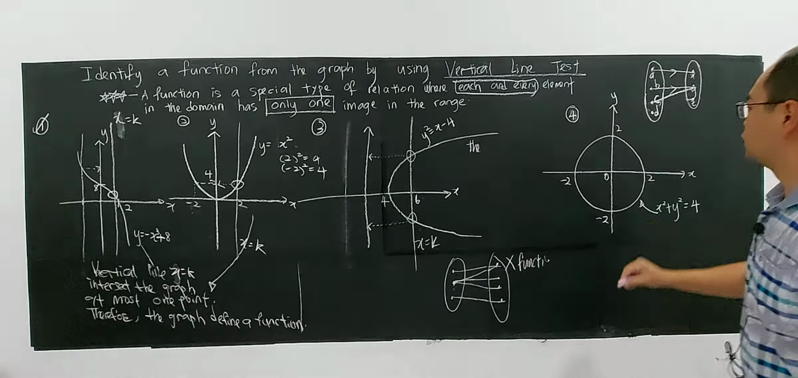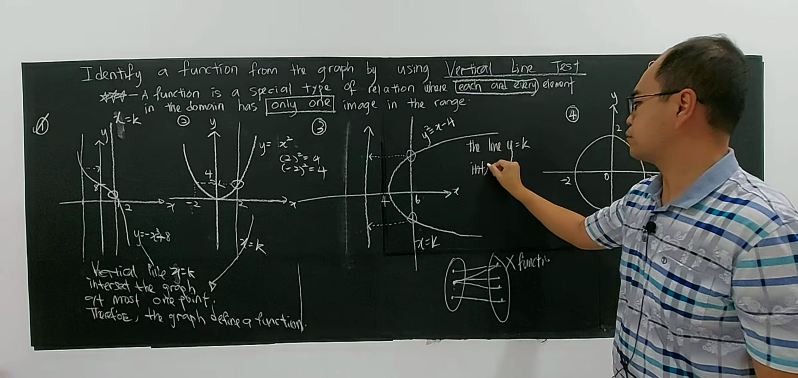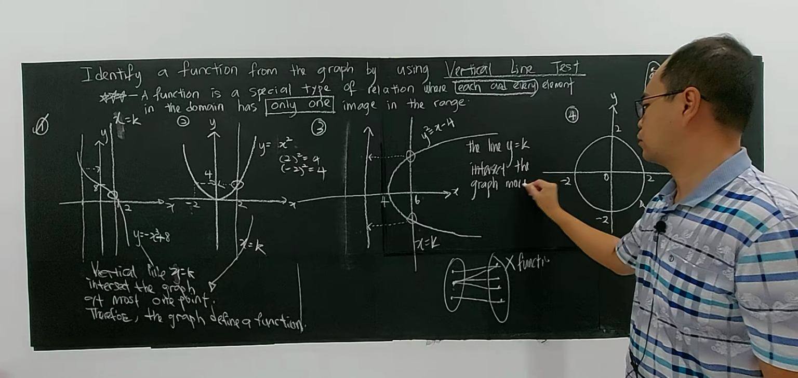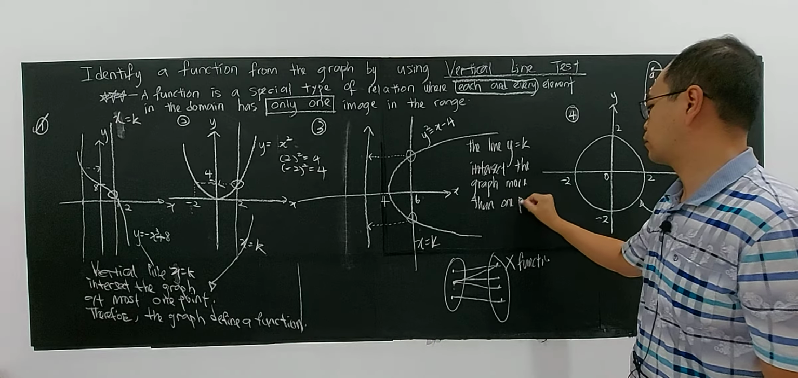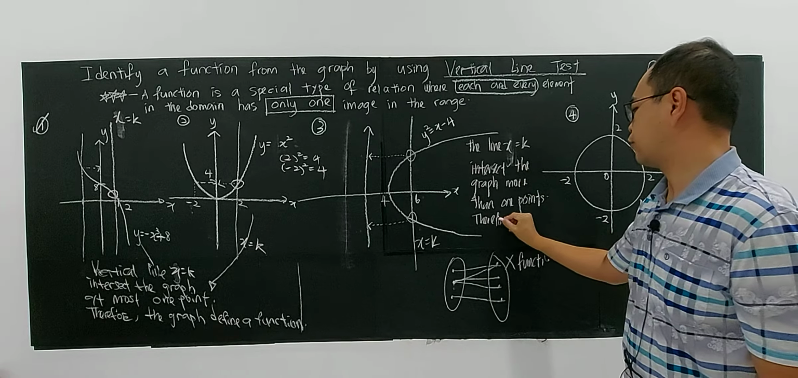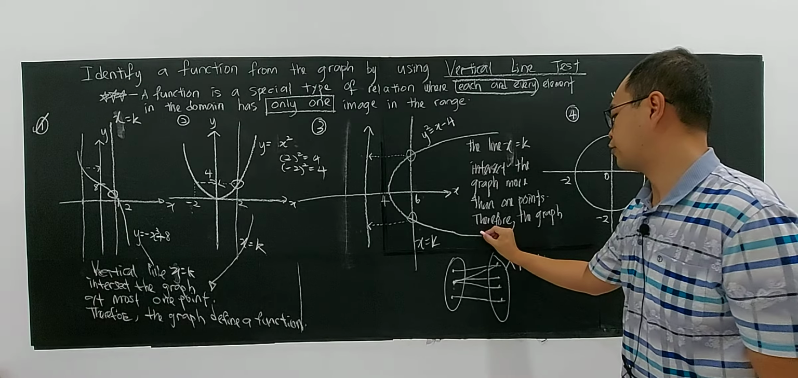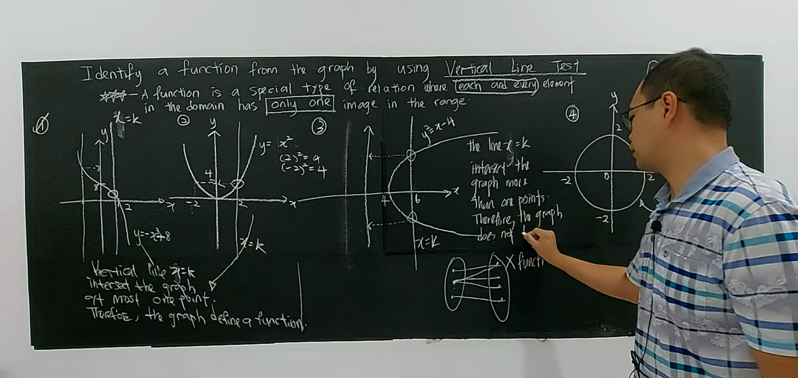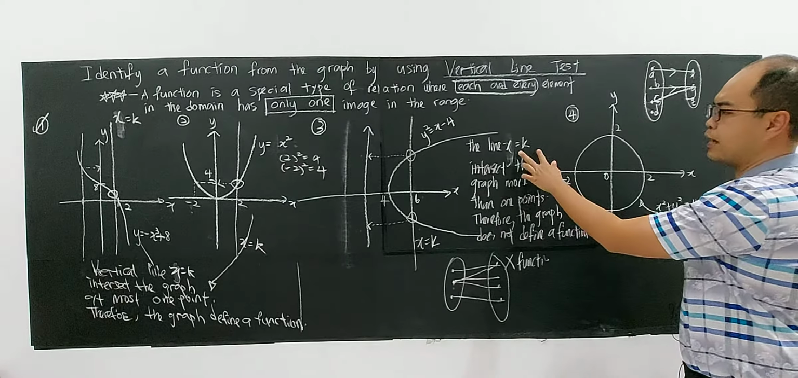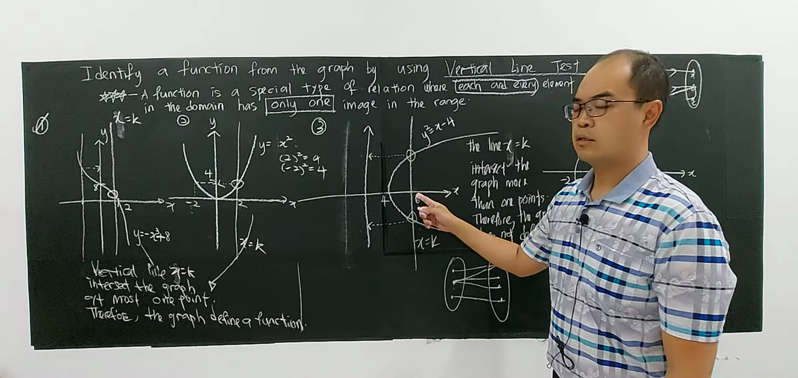All right, okay. So let the line x equals k intersect the graph at more than 1 point. Therefore, the graph or the equation does not define a function, right? A simple statement here. It means that if the line x equals k intersects the graph at more than 1 point, then therefore the graph does not define a function because it is one-to-many, right?